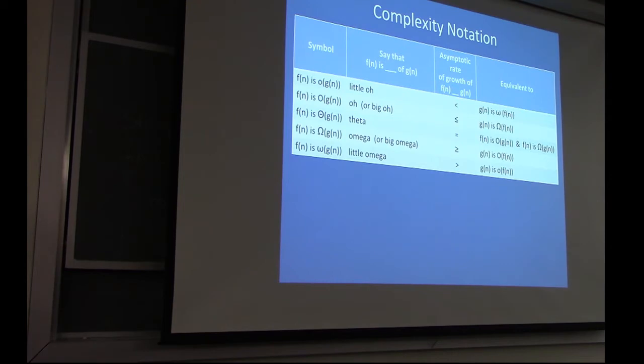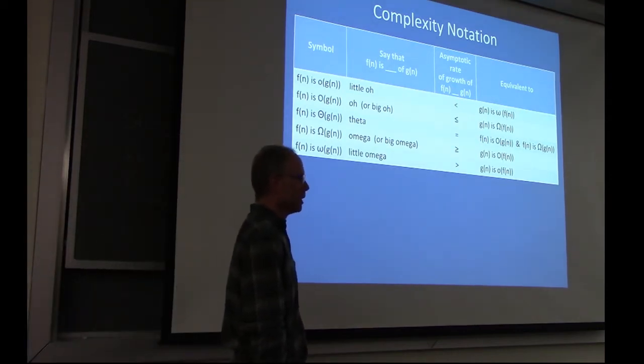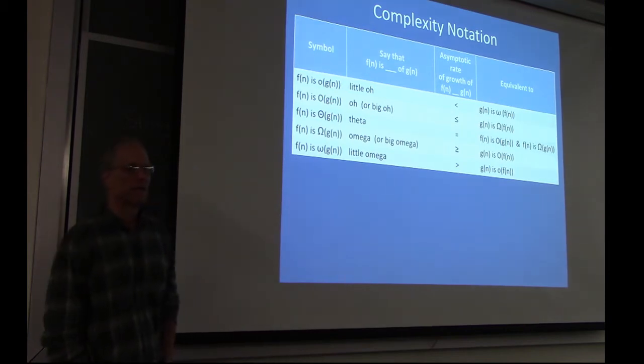We won't use this very much. There's little o and little omega. Little o means strictly less than. The rate of growth is strictly less than. So it's not true to say that n squared is little o of n squared, because the rates of growth are the same. You need to say n is little o of n squared.